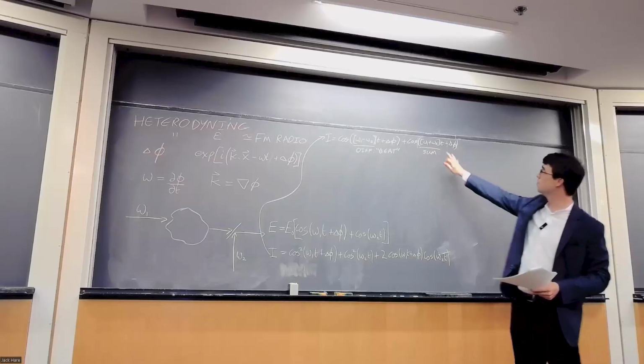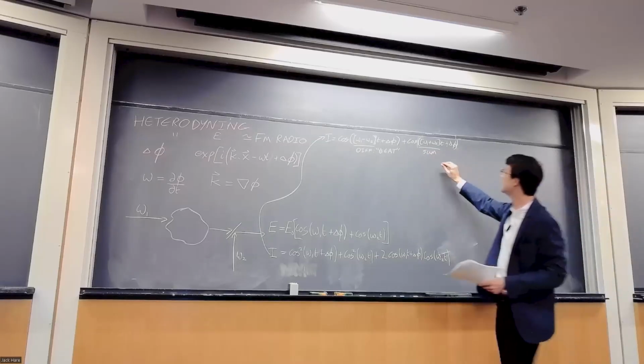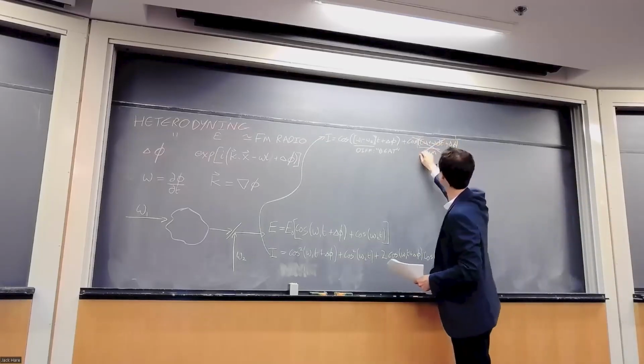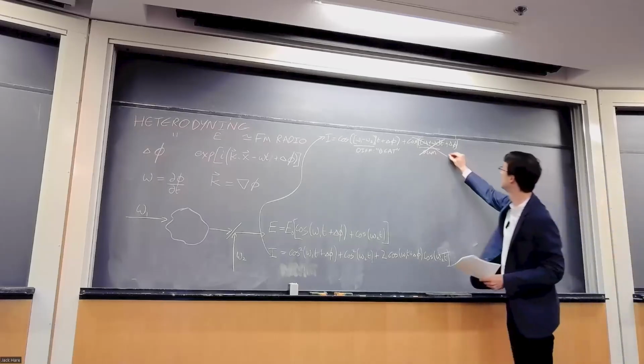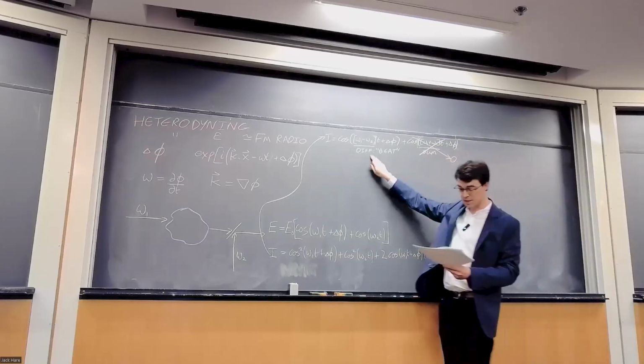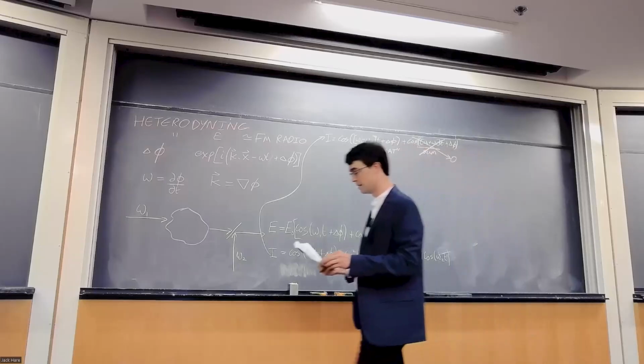And so when we do averaging over a few periods, this sum frequency on any reasonable detector is just going to be averaged out, and it's just going to be 0. And this is the term that we're going to be able to measure here.